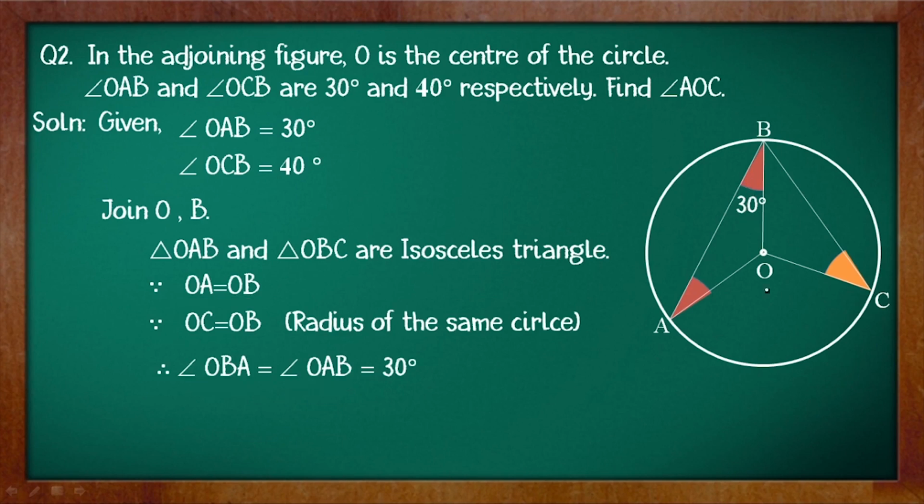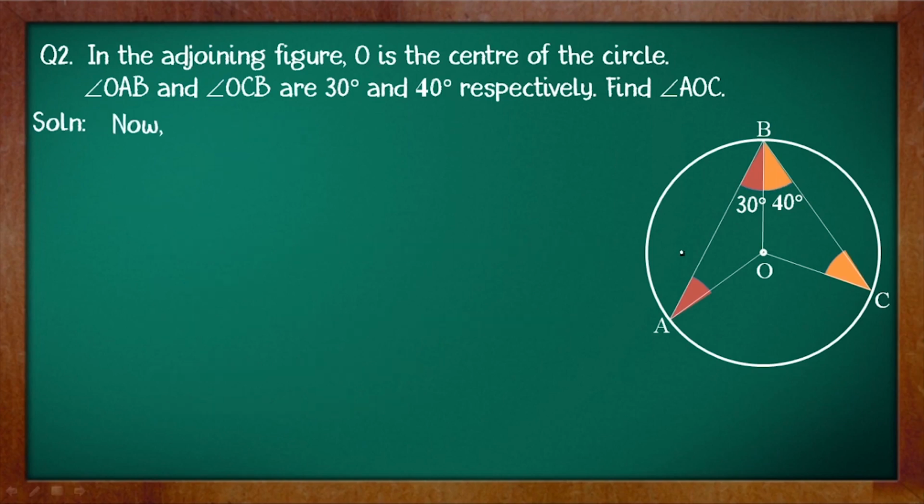degrees. Similarly, this is the angle opposite to OB, and the angle opposite to OC will be the angle formed here, and OB is equal to OC, so both the angles should also be equal. So angle OBC will be equal to angle OCB, and that will be equal to 40 degrees. So we got the values of two angles: this is 30 and this is 40 degrees.